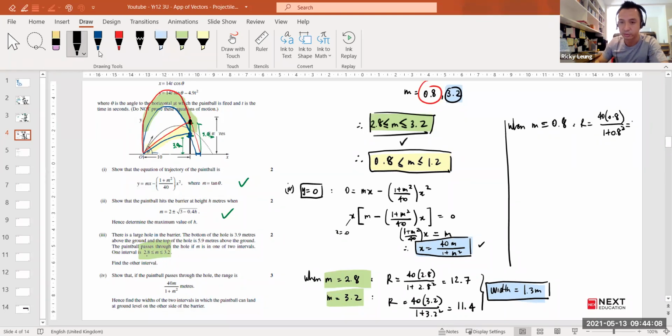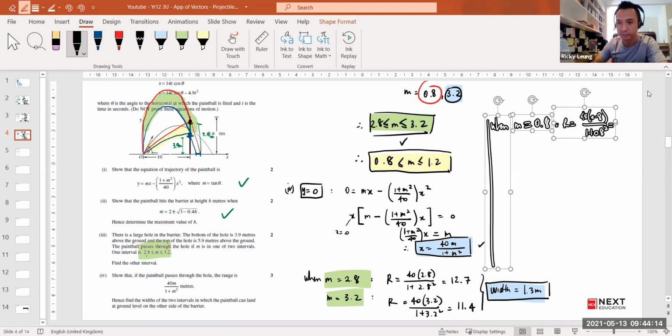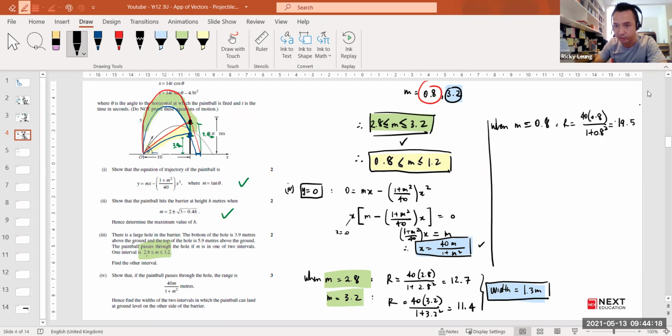Sorry, I love moving these slides around. Yep, so I can actually fit everything in nicely. So that's 19.5. Similarly, when m equals 1.2, my max range is 40 times 1.2 over 1 plus 1.2 squared. If you punch that in your calculator, you get 19.7.